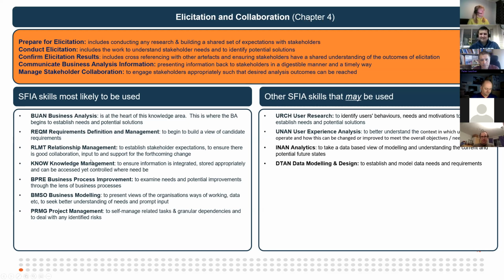Knowledge management crops up quite a lot. So yeah, you need to ensure the information is integrated, stored appropriately, and can be accessed, but also controlled. Then BPI, business process improvement.